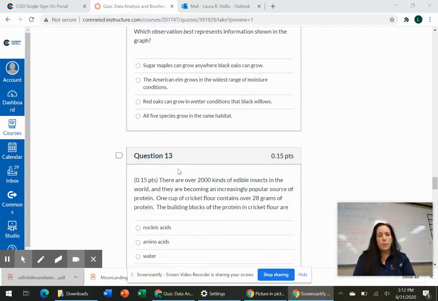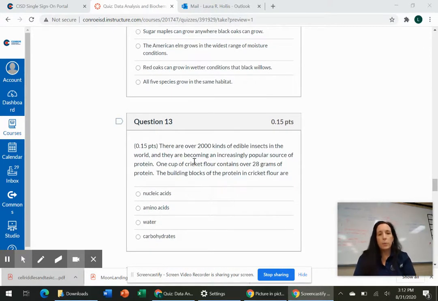Question 13. There are over 2,000 kinds of edible insects in the world, and they are becoming an increasingly popular source of protein. 1 cup of cricket flour contains over 28 grams of protein. The building blocks of protein in cricket flour are, none of that was important except for the last line. The building blocks of protein in cricket flour are amino acids. We just know that because protein's monomers are amino acids.